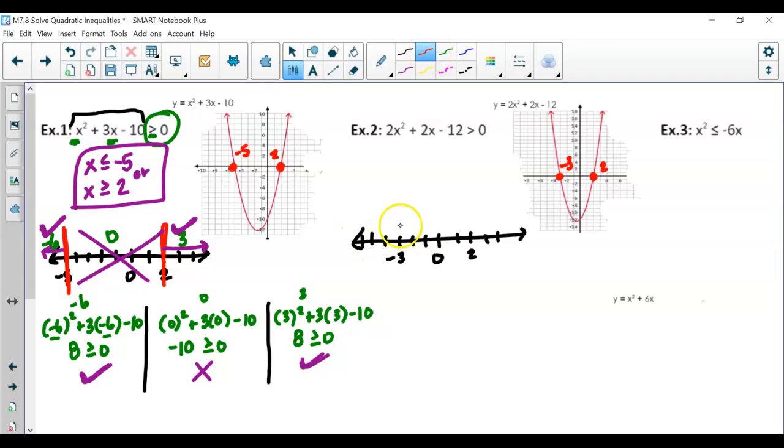Now here we'll create our 3 sections, right? And now let's choose. Well, if this is negative 3, oh, I just realized I made a mistake. Hold on. Let's go back. I forgot.